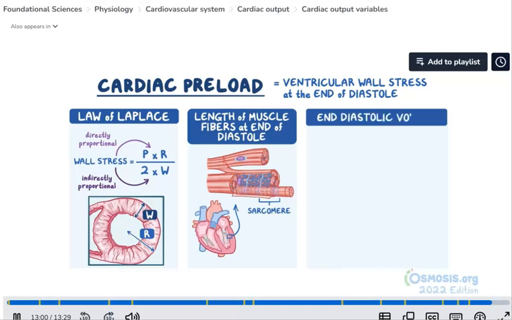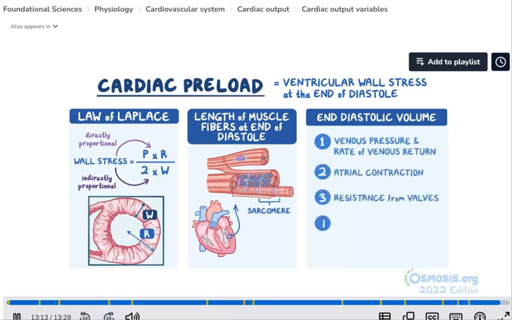Finally, the end-diastolic volume and therefore preload is affected by 5 factors: venous pressure and rate of venous return, atrial contraction, resistance from valves, ventricular compliance, and heart rate.